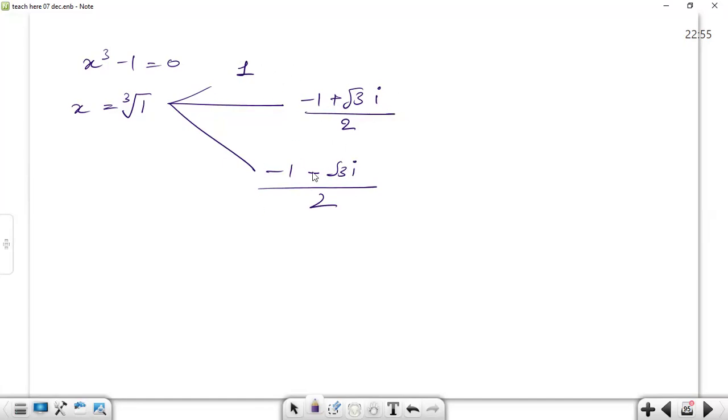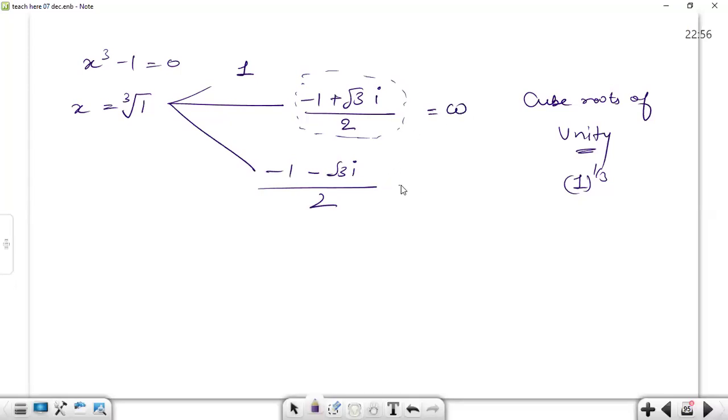So these three values, these three roots of 1, these three cube roots of 1 are known as cube roots of unity. Unity is what? 1. Cube root. Okay. Now this particular complex number is referred to as omega. And this particular complex number is referred to as omega square. If you square this number, this is the answer. If you square this number, this is the answer.